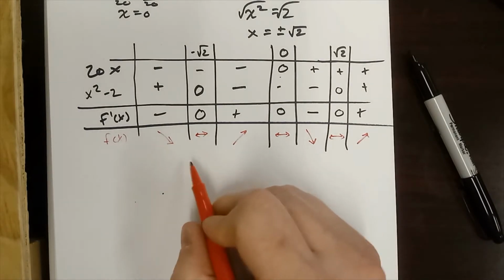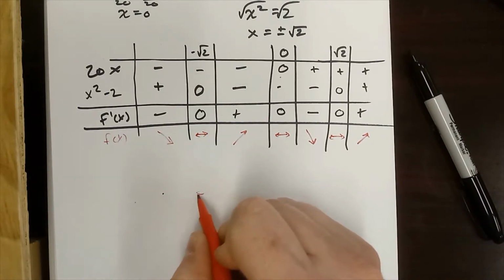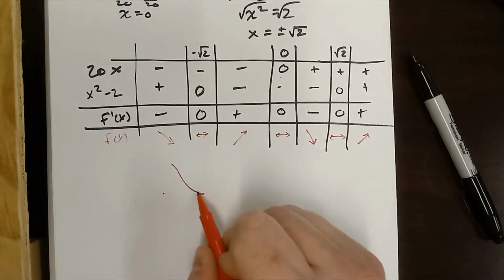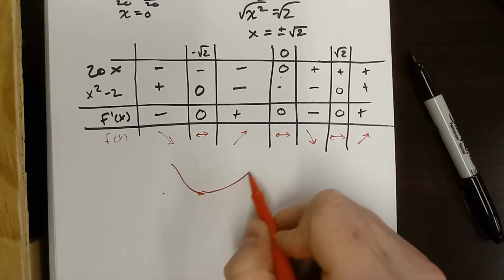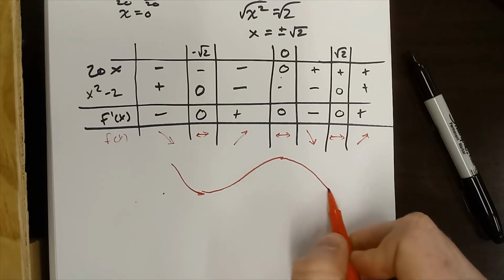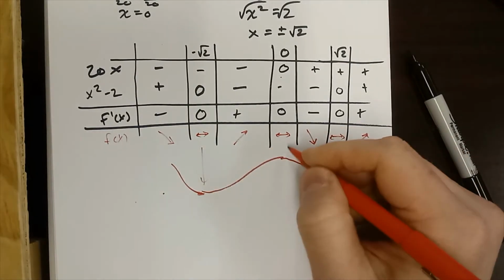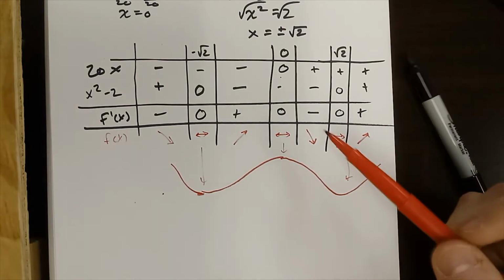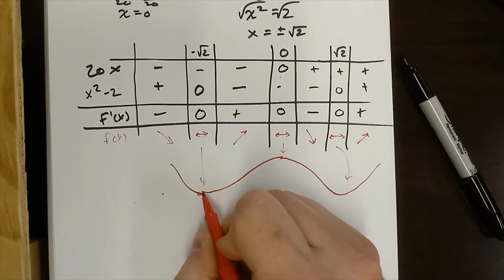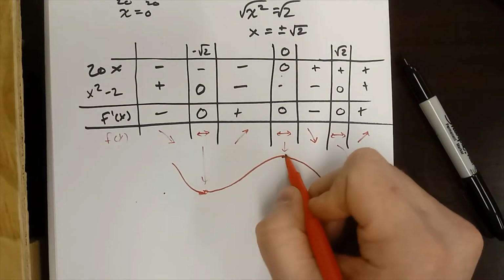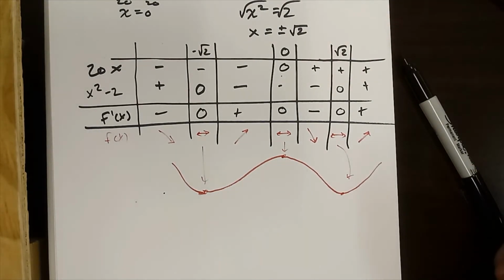Okay, so we know it's going to be flat here, flat here, and flat here. So it's going down, flattens out, goes back up, flattens out, goes down, flattens out, goes back up. So, you know, that's here, that's here, that's here. And so because of that, I know that this is going to be a relative min, and this is also going to be a relative min. And this is going to be a relative max.